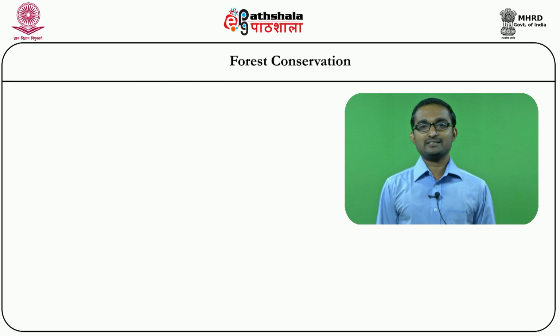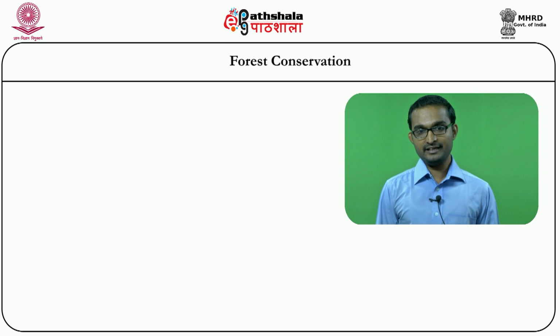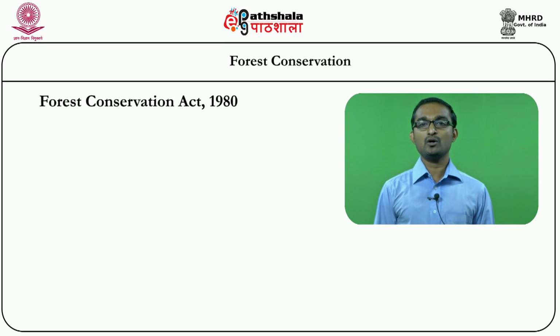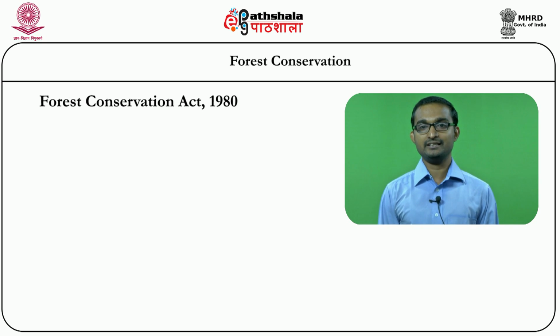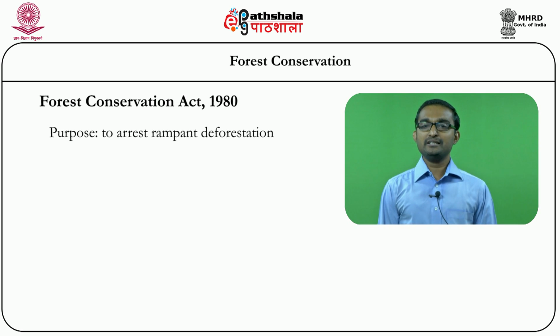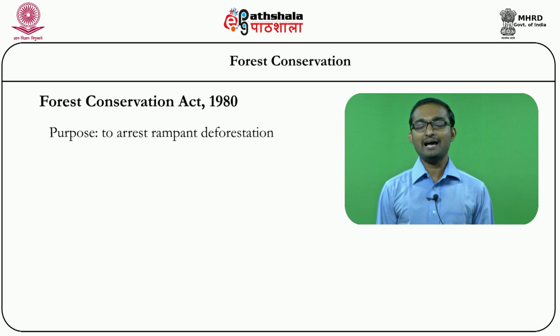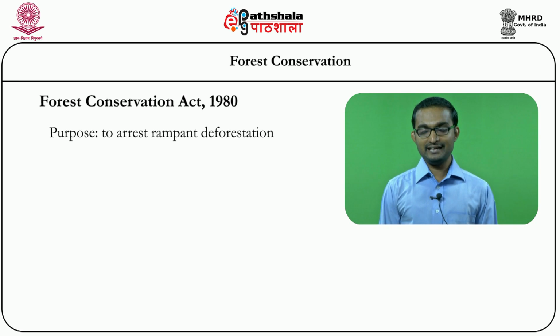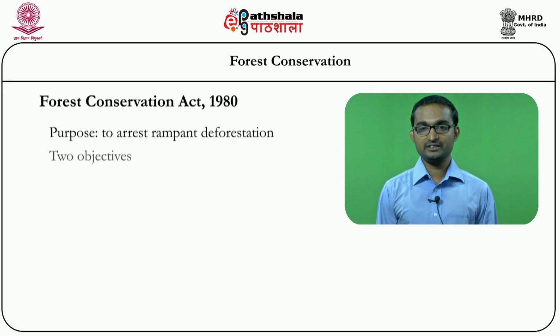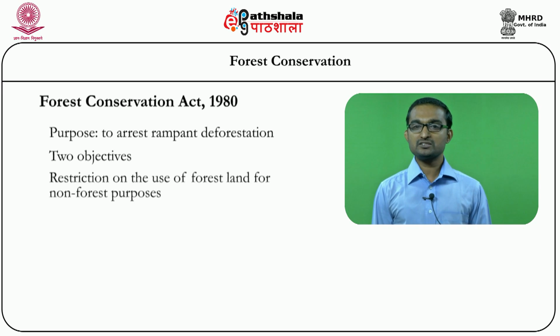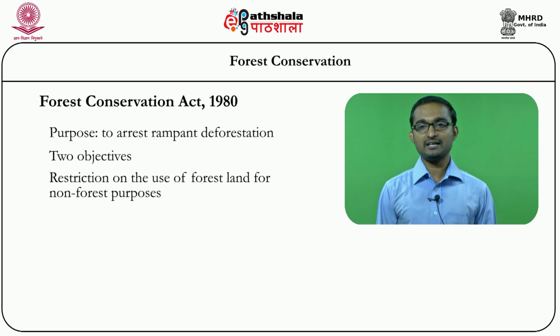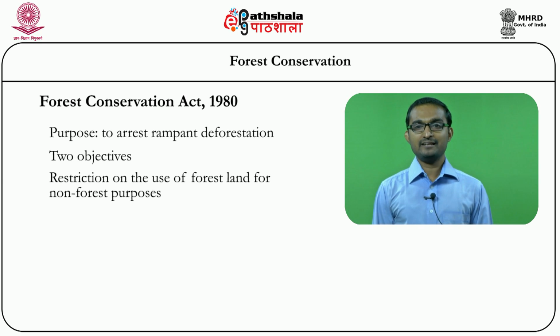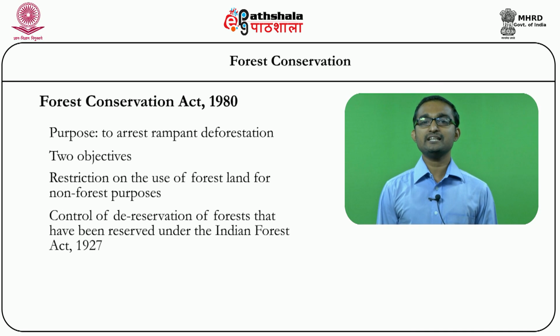So this was the context in which independent India enacted a new law to complement the Indian Forest Act 1927, which was called the Forest Conservation Act 1980. The purpose was to mitigate or control the rampant deforestation going on in the aftermath of the 1927 Act. So the Forest Conservation Act 1980 is quite clear about its two objectives. The first one is to put more strict restriction on the use of forest land for non-forest purposes. And the second objective is to control de-reservation of forests that have been reserved under the Indian Forest Act.